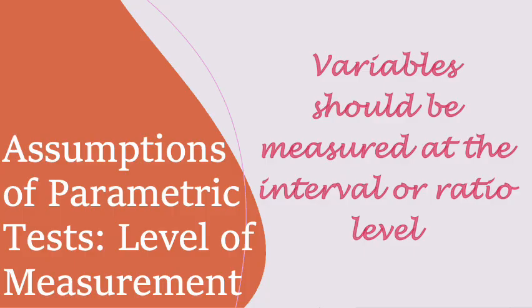Parametric tests, by their design and definition, are working with the mean as the measure of central tendency. If you recall from one of our very first statistical lectures, data that are at the nominal or ordinal levels of measurement are categorical data, and therefore you would be unable to calculate a mean for that data.